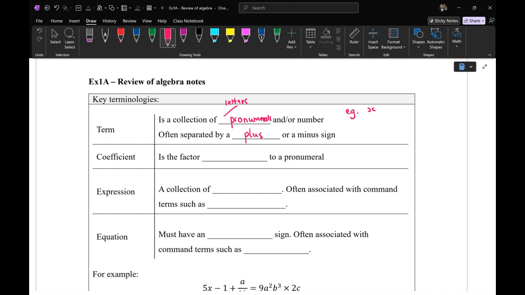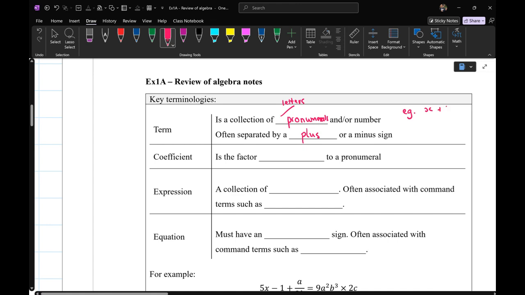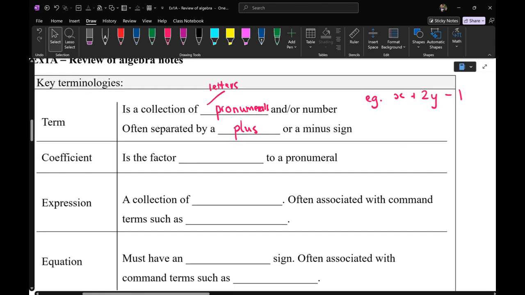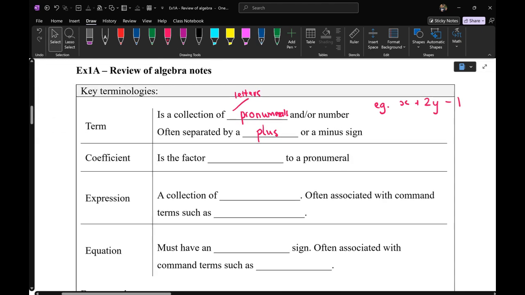Here's an example. You see, x, that's a term, that's a letter, plus 2x, that's a term. Actually, I'll call it 2y so that you can't simplify it. x plus 2y, x is one term, separated by a plus sign. 2y is your second term, and then I could have minus 1. That's a term. So one has a letter, one has a letter and a number, and one has just a number, but they're all separated by a plus or minus sign. So how many terms do I have in that expression? I have 3 terms. Okay?